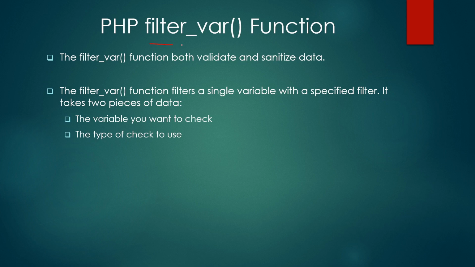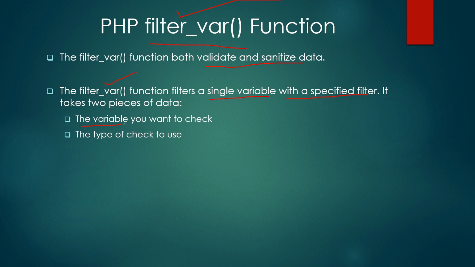The PHP filter_var function. We make use of this function to validate and sanitize data. This function both validates and sanitizes data. So if you want to either validate or sanitize, you can make use of this function. The filter_var function filters a single variable with a specified filter. It takes two parameters.